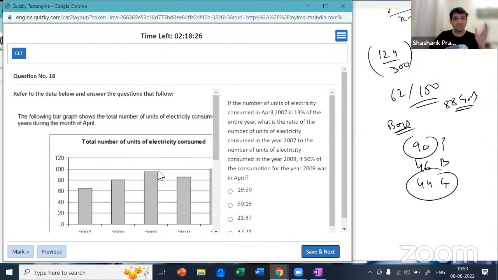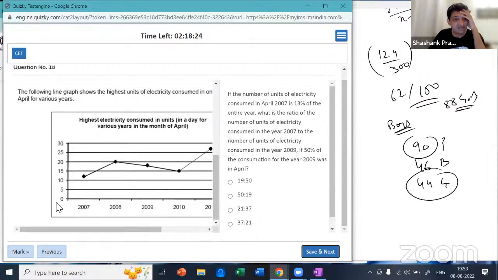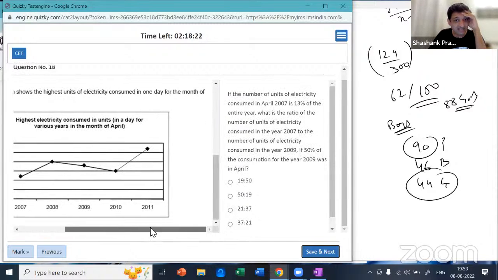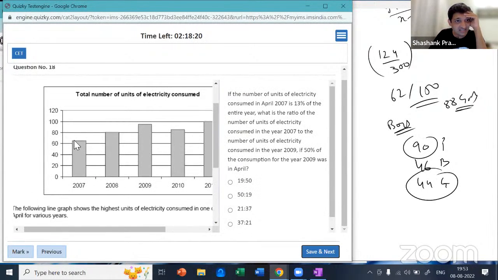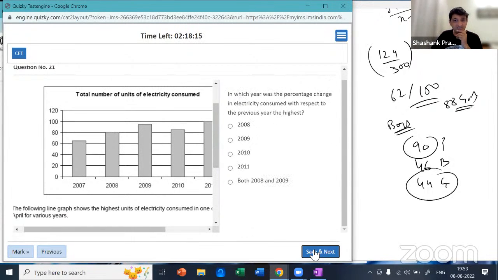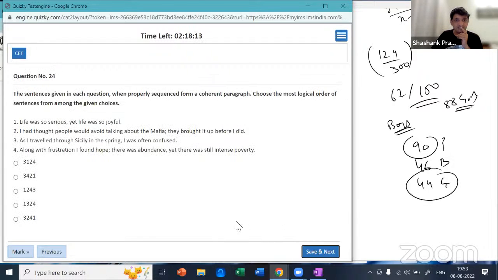Let's see. Okay, DI set. Again, not a big fan of DI. Let's see. Not good numbers. If it would have been 60, 80, 100, I would have gone for this. Okay, I'll keep this for later. So this is against my strategy, but I'll do this anyway.